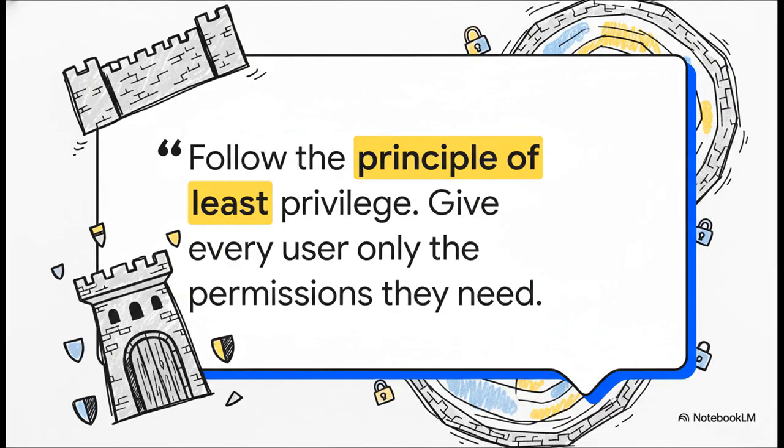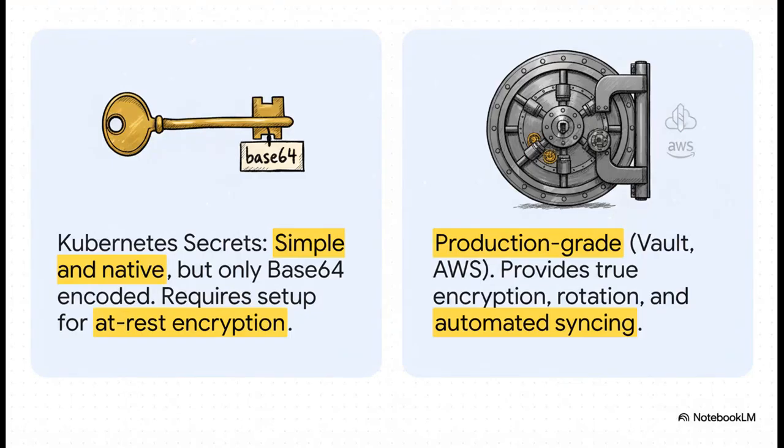Now about those keys, Kubernetes has a built-in object called secrets, but, and you really need to hear this, by default they are not encrypted. They're just base64 encoded, which is basically a flimsy disguise, not a lock. For any serious work, you should be using an external secrets manager like HashiCorp Vault or one from your cloud provider. Those are actual hardened vaults for your credentials.